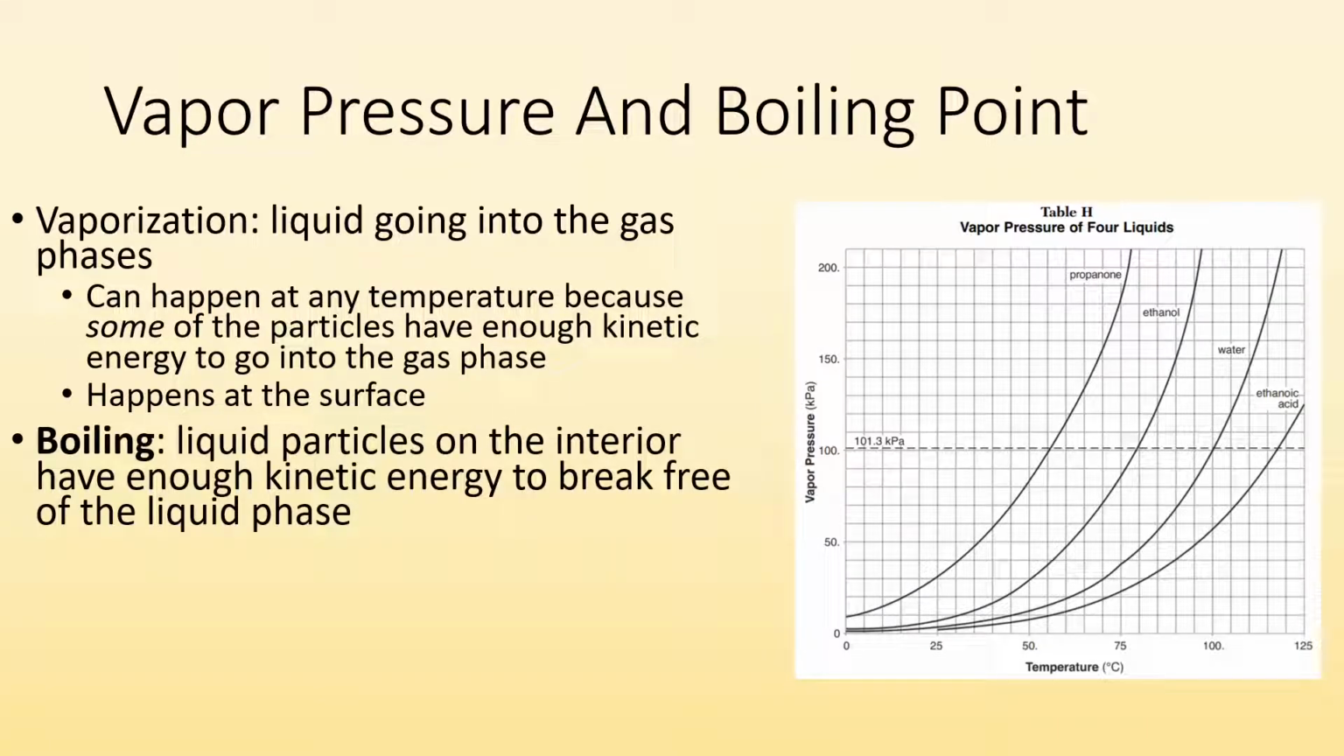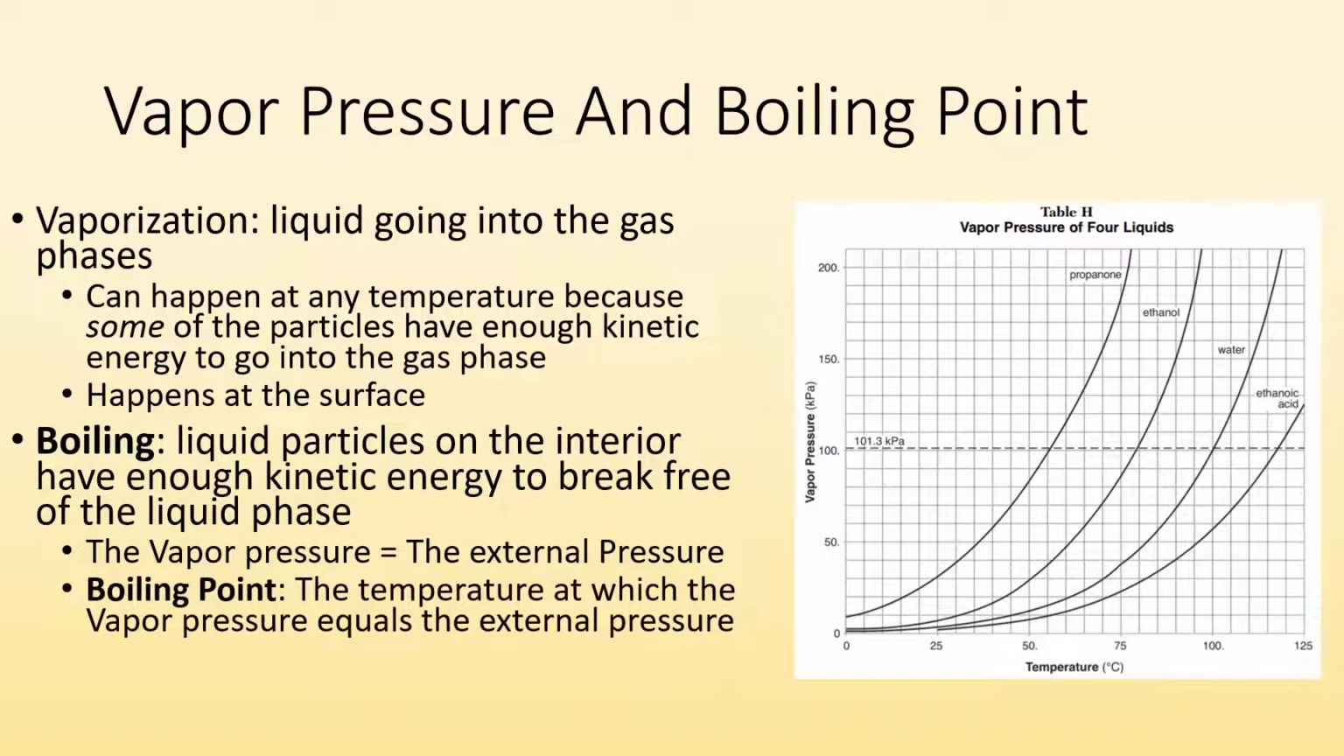So it's the surface molecules that are going to be able to actually go into the gas phase. Now boiling is when liquid particles on the interior have enough kinetic energy to break free of the liquid phase. So it's not just at the surface, it's on the interior as well. This happens when vapor pressure is equal to the external pressure. So our boiling point is the temperature at which the vapor pressure equals the external pressure. If we're talking about normal pressure, that's where we get the vocab term normal boiling point. It's a boiling point at a standard pressure of 1 atmosphere.